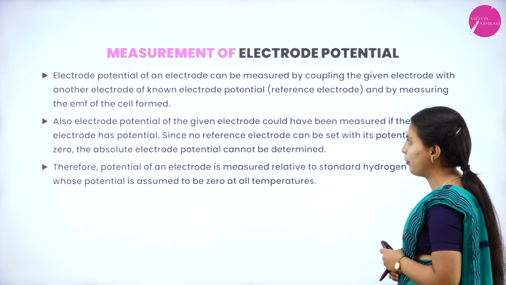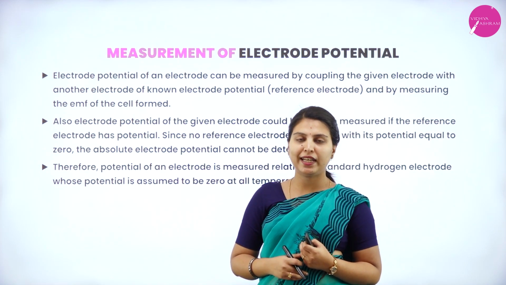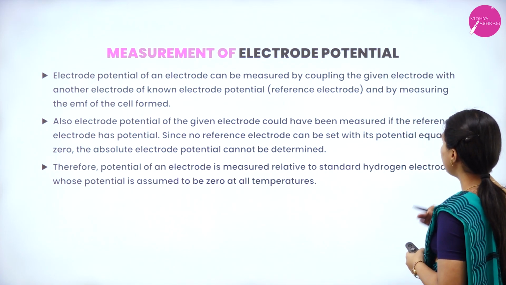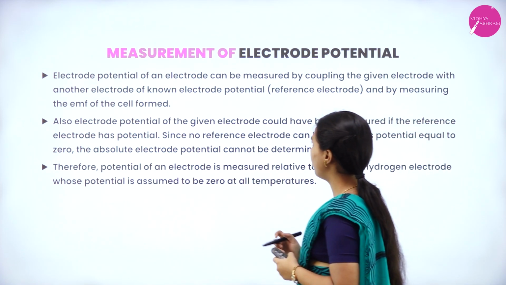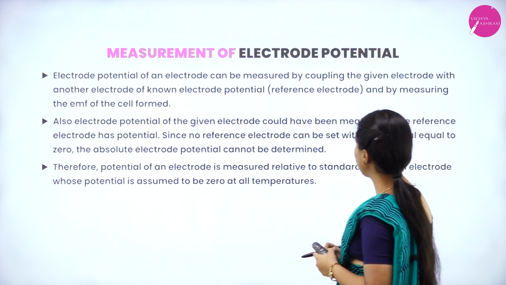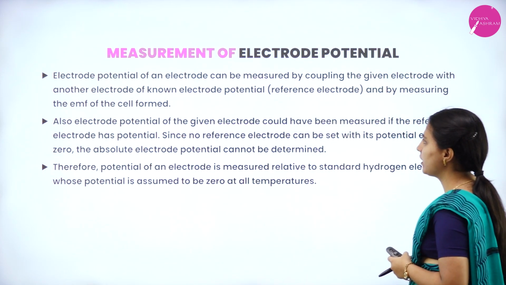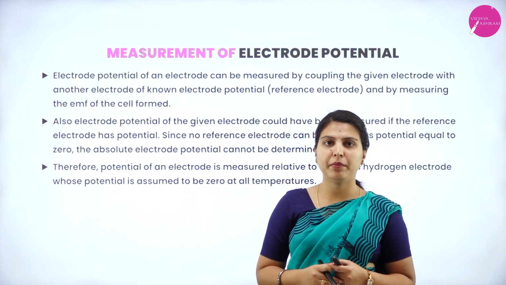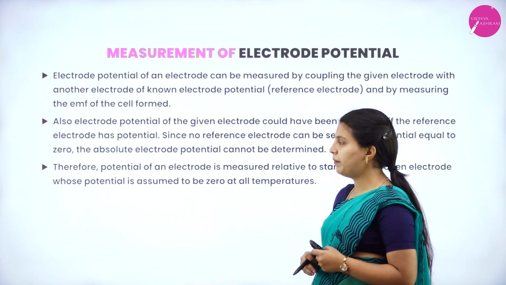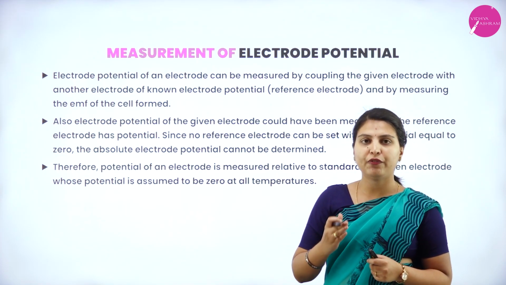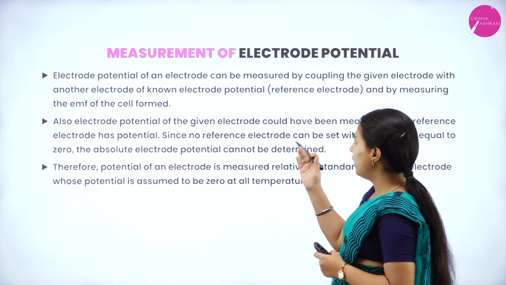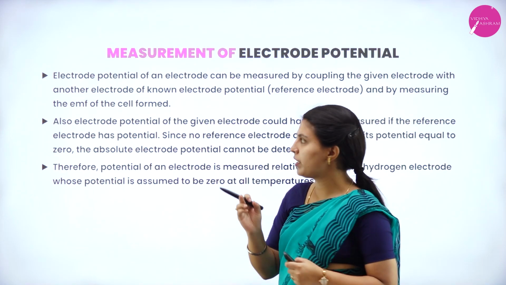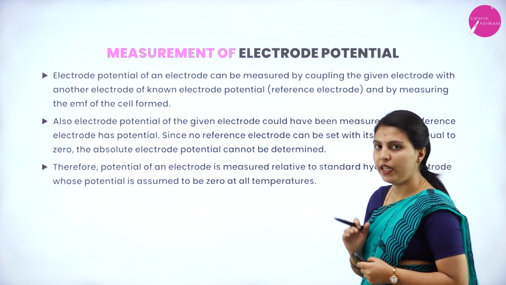Measurement of electrode potential. How can we measure the electrode potential? Electrode potential of an electrode can be measured by coupling the given electrode with another electrode of known electrode potential, that is the reference electrode, and by measuring the EMF of the cell formed. To measure the unknown EMF or unknown electrode potential, first you have to have a reference electrode with known electrode potential. After that, on coupling, a cell will be formed. By that, measurement of electrode potential can be done.